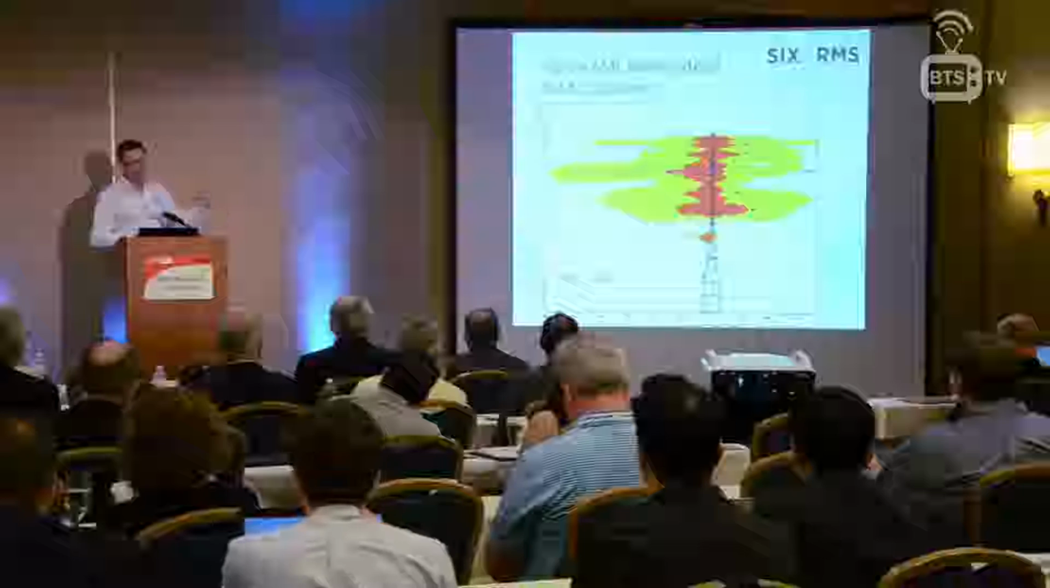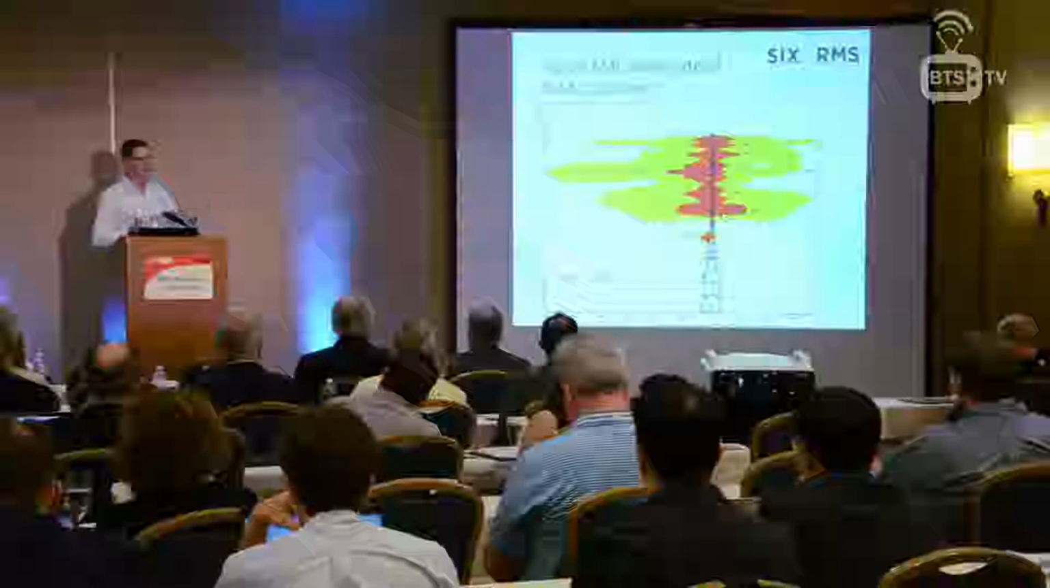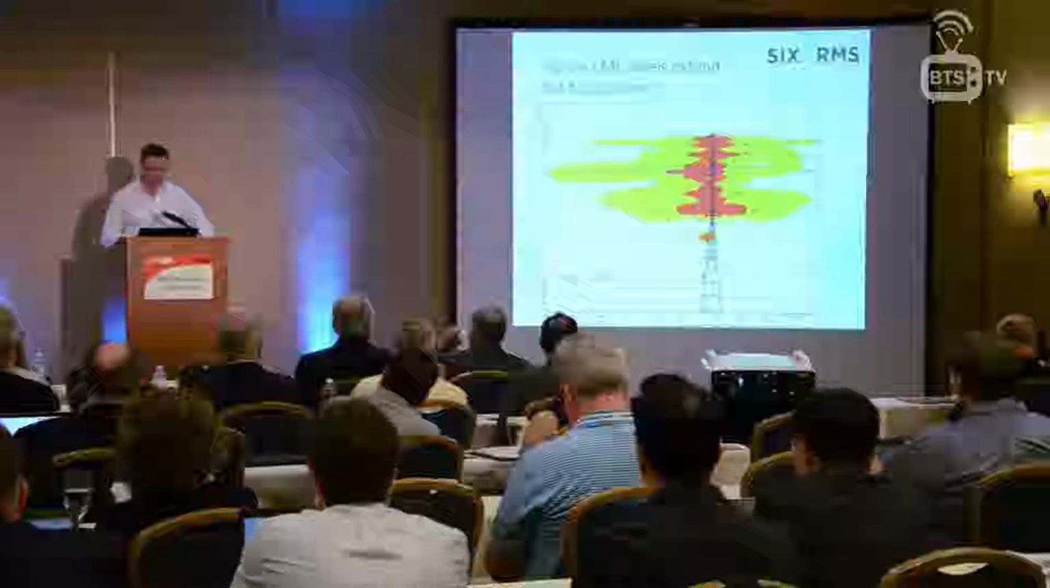So, multiple arrays. The red is highlighting the occupational EME limit, and the yellow is the non-occupational EME limit. Why is it different on one side to the other? A directional array answers that one.